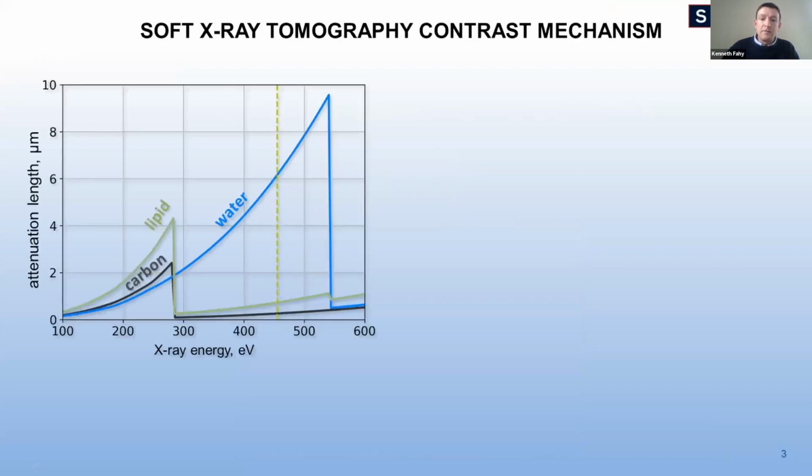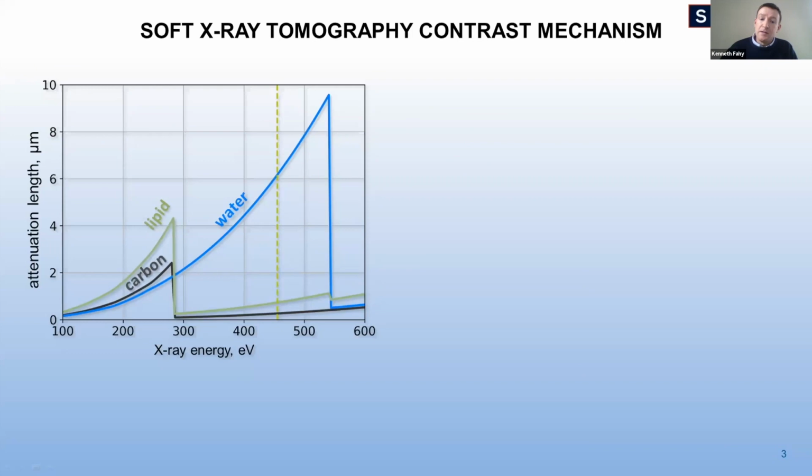So why use soft X-ray tomography? This graph here nicely encapsulates the reason. It's a graph of attenuation length as a function of X-ray energy. You will see within a certain energy region, between about 300 and 550 eV, there is a strong differential contrast between carbon and water. This region of the spectrum is the so-called water window. So basically, the contrast in soft X-ray tomograms is entirely natural.